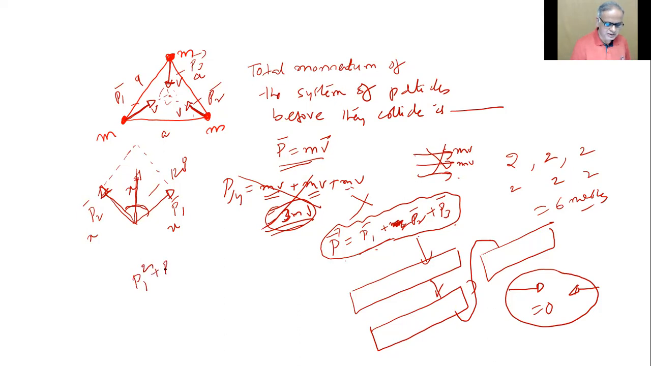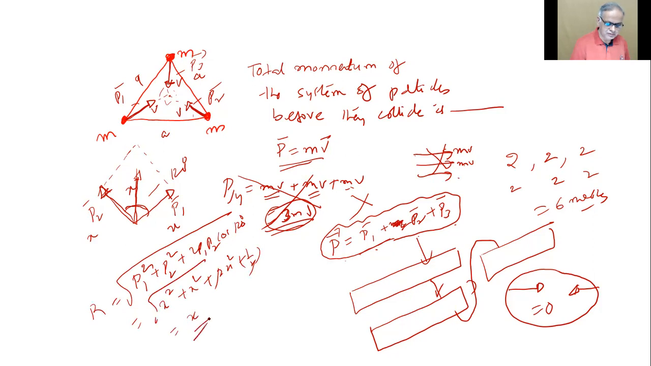P1 square plus P2 square plus 2 P1 P2 cos 120, under root, is equal to the resultant R. P1 is x, so x square plus x square plus 2x square cos 120, and cos 120 is minus half. So did we do this already or not? Yes, sir. So now this is x. Now the third one is also x in the opposite direction, isn't it? So the resultant is 0.